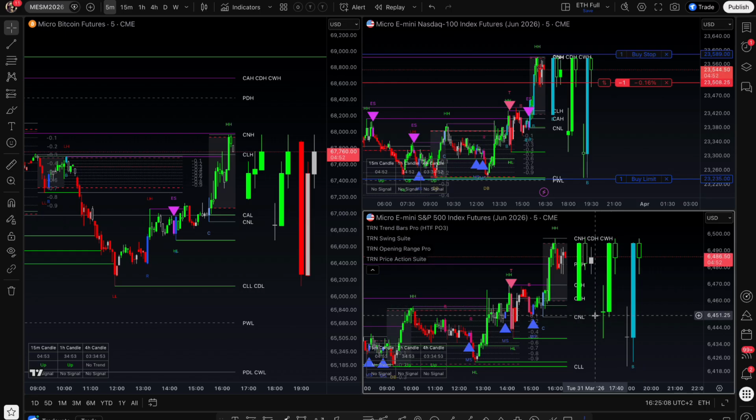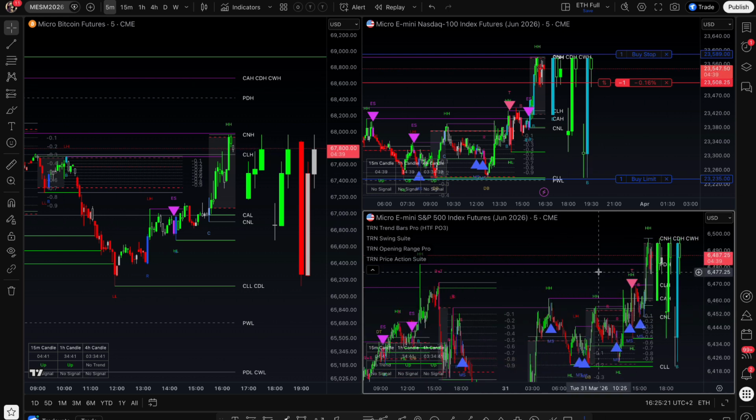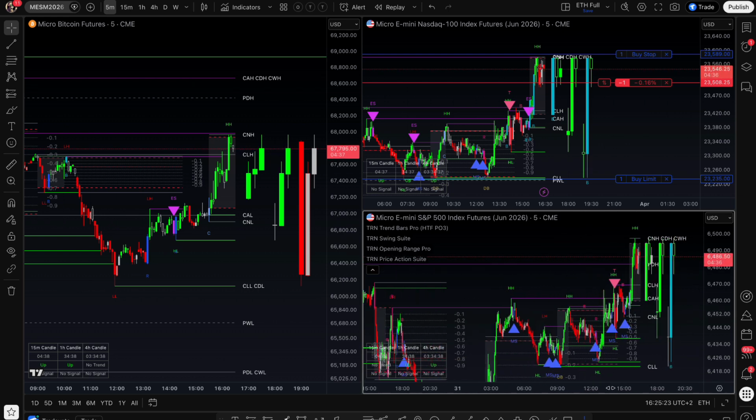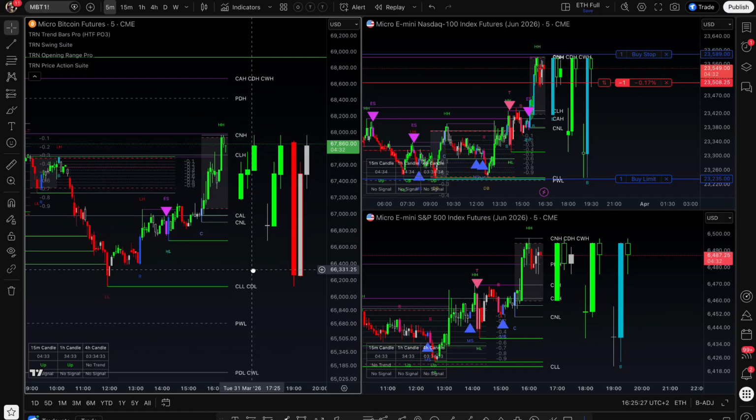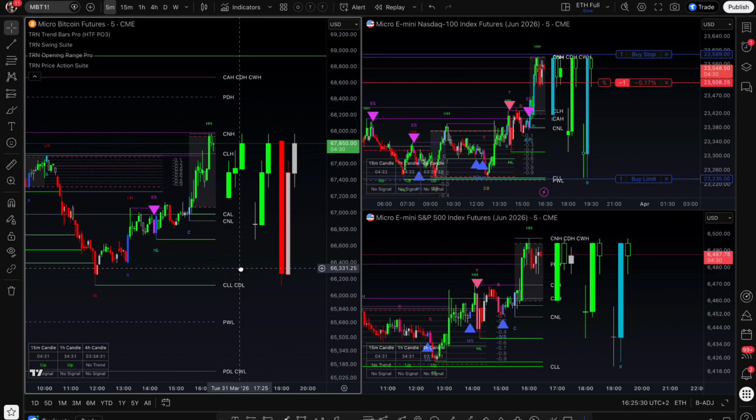Okay, maybe we're starting to range up here. It starts looking like we could start a range. Very tight, right above, and a very important key level here on ES. Okay, nothing to do for me besides observing the situation here.